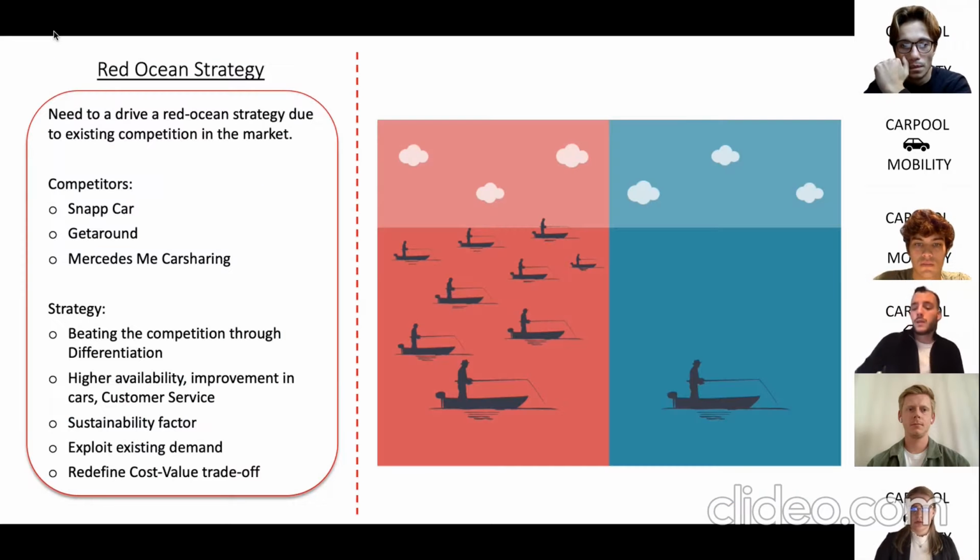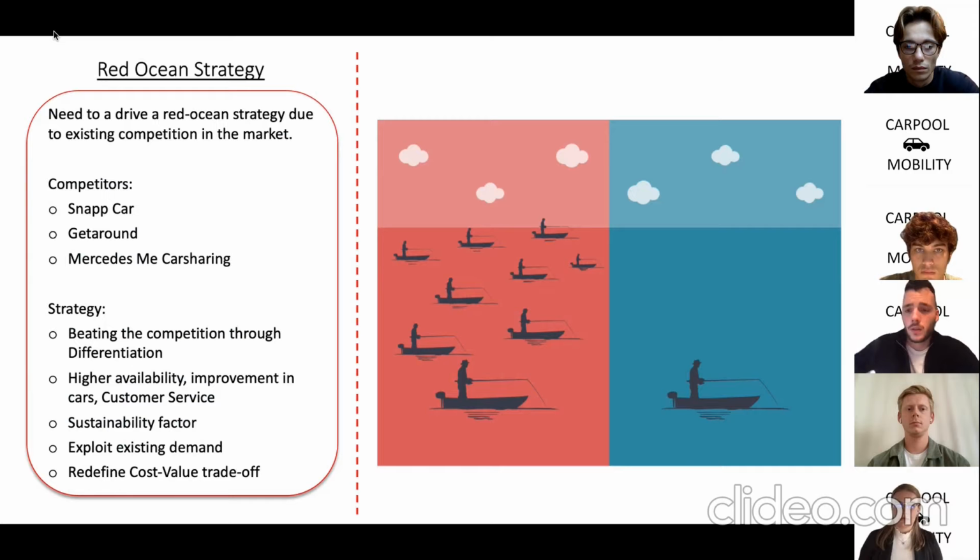And now, just briefly, the strategy we are pursuing. We definitely need to pursue a red ocean strategy due to already existing competition in the market in the form of Snapcar, Getaround, and Mercedes Me car sharing. And our strategy is that we want to beat the competition through extensive differentiation. Cost focus here is not applicable because Getaround has dumping prices.